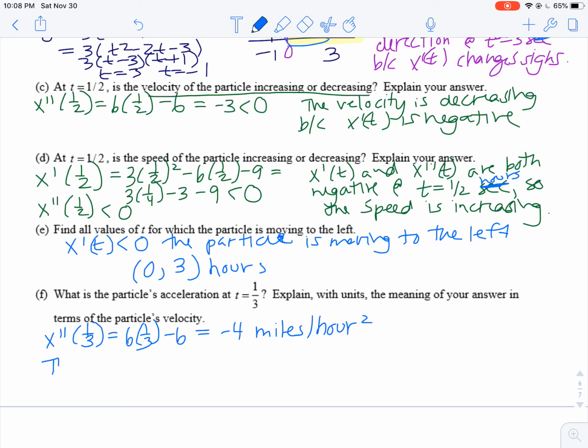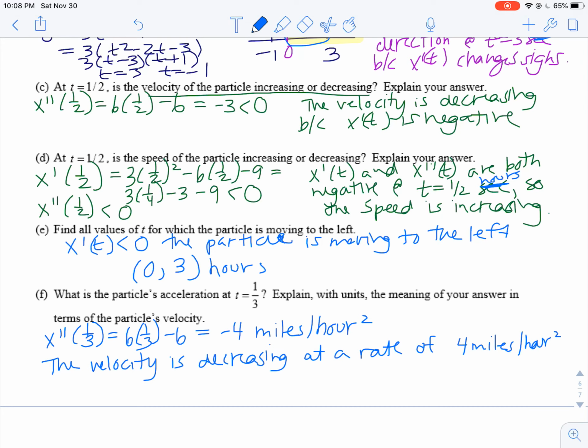So what this means, we have a negative acceleration, so that means the velocity is decreasing at a rate of 4 miles per hour squared. So I said decreasing, so I didn't need to put in a negative there because you can automatically assume that. All right, so that's particle motion in a nutshell.